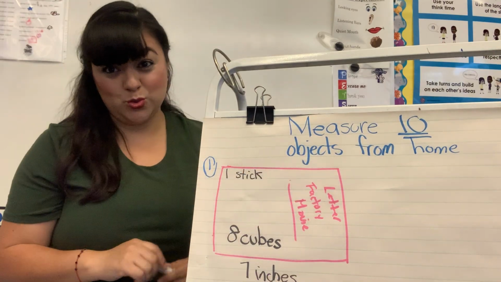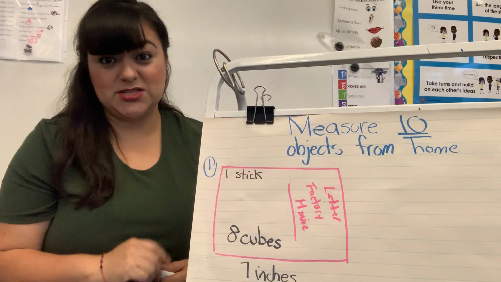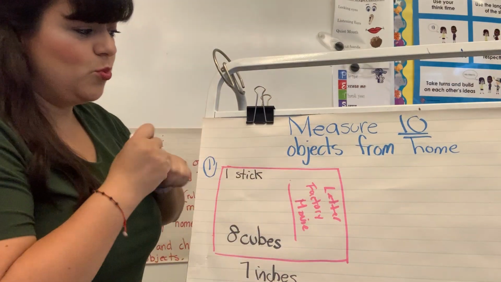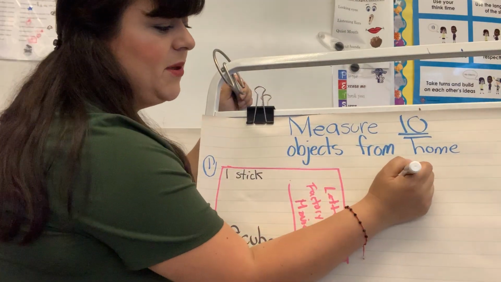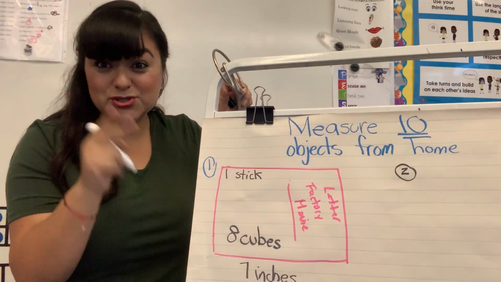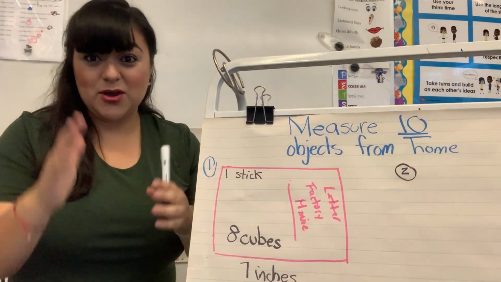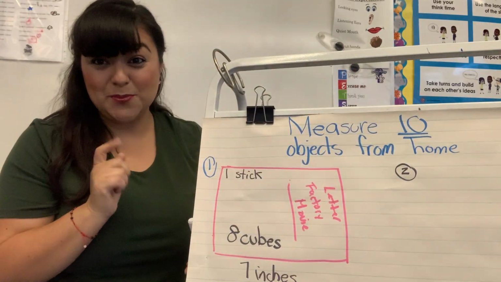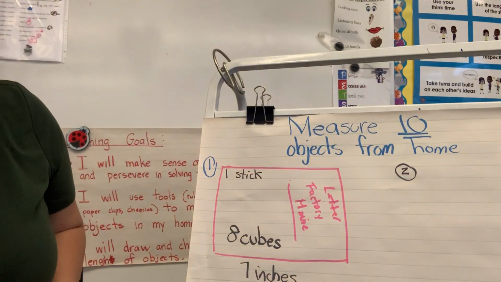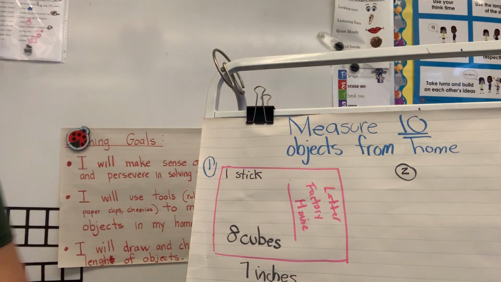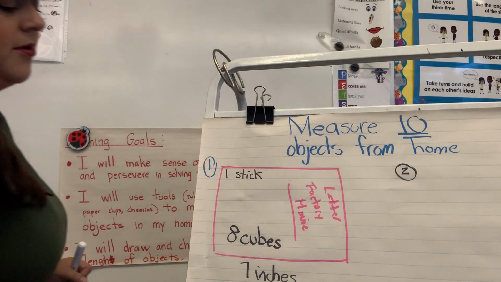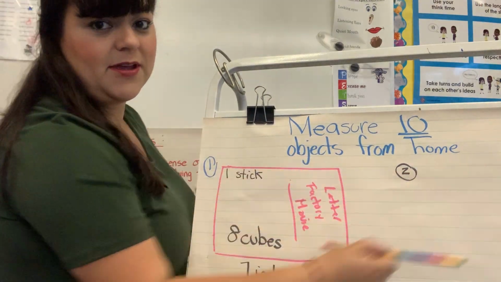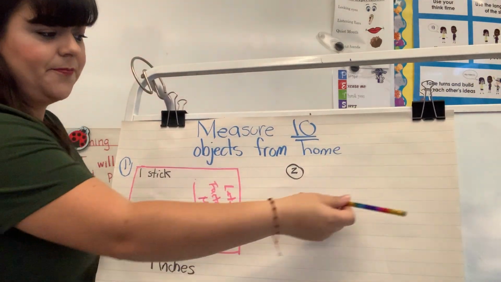Just use one tool to measure all of these objects you're going to do. So I did 1. Let me measure 2 more to show you. And then you can go ahead and finish your 10 measuring objects at home. Okay, so maybe I want to measure a pencil that I have here at school.